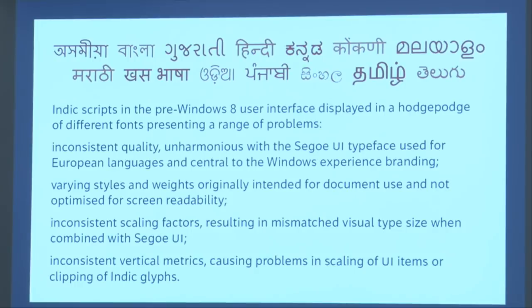And they had inconsistent vertical metrics, which in the user interface meant that things tended to either force the user interface to rescale in ways it wasn't designed to do, or you would end up with bits of the Indic scripts being clipped, so they actually effectively became unreadable in some cases. So Ali and I looked at all these problems together and decided that, yes, we could do something about this.